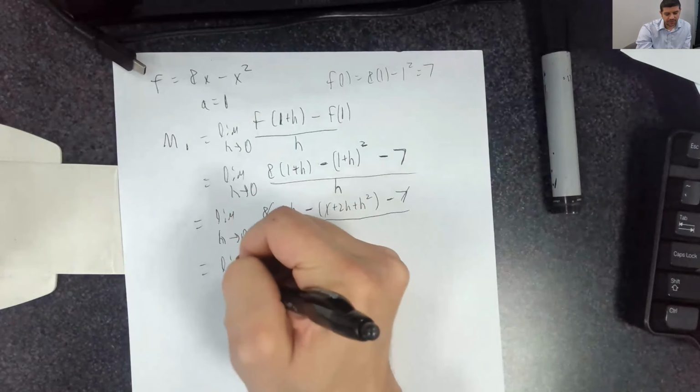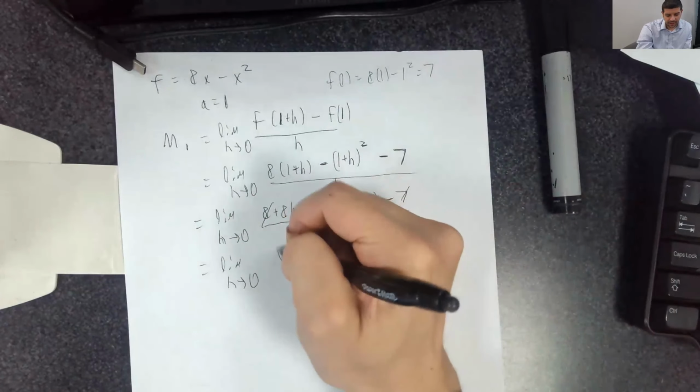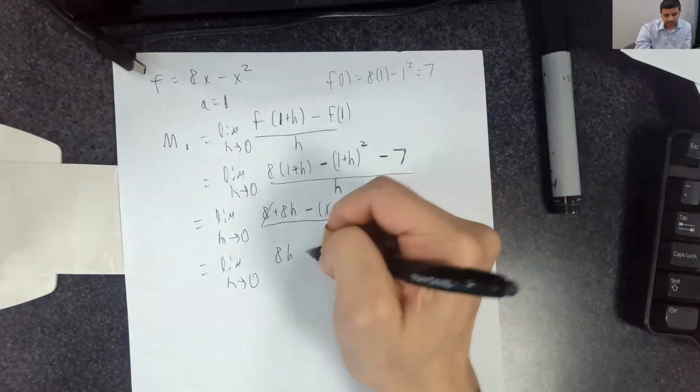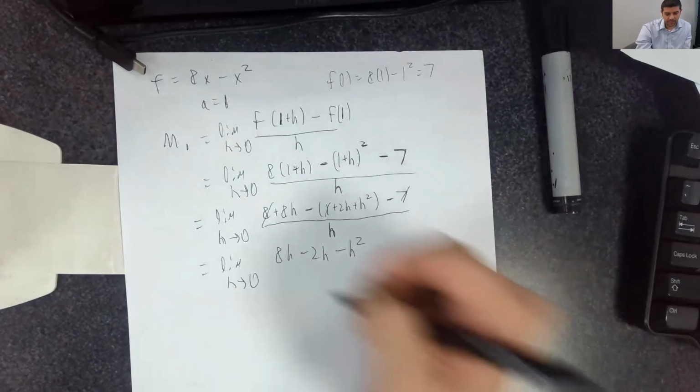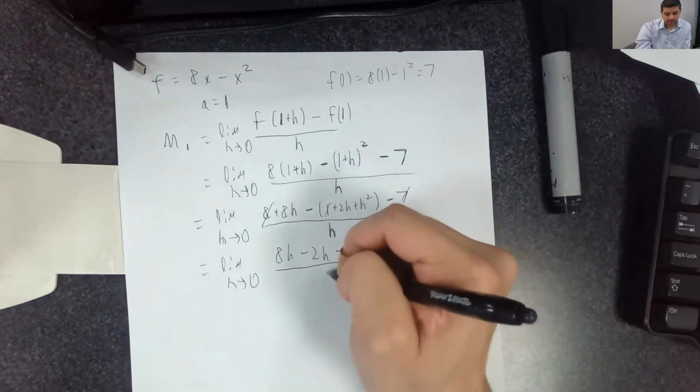Limit as h goes to 0. I have 8h minus 2h minus h squared, divided by h. Okay. You guys able to get that? If not, check your algebra. H, open parenthesis, 8 minus 2.